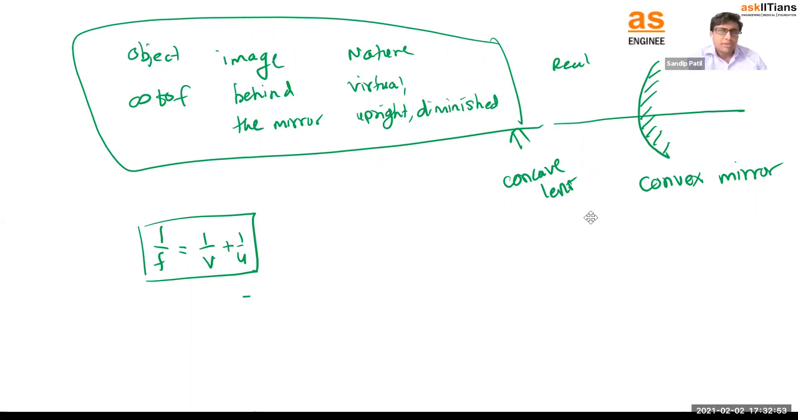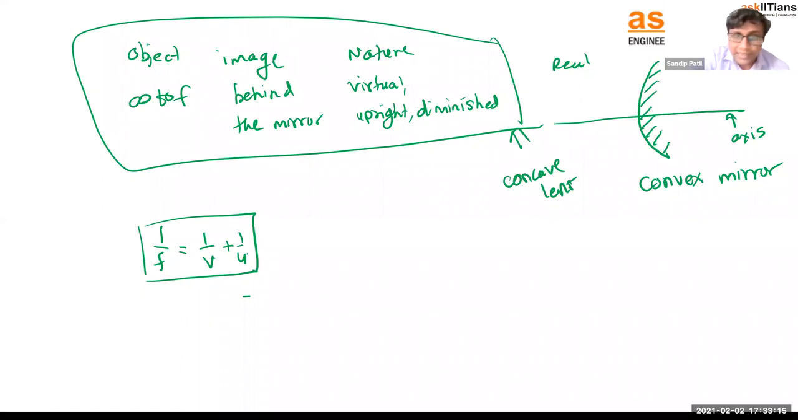Sign convention, what does it say? On the left side all the things will be negative, and on the right side it will be positive. If the image is upright or above the principal axis, principal axis means this part is the axis, right? Upward, all will be positive. Downward, all will be negative. Very simple. And we can use this normal formula.